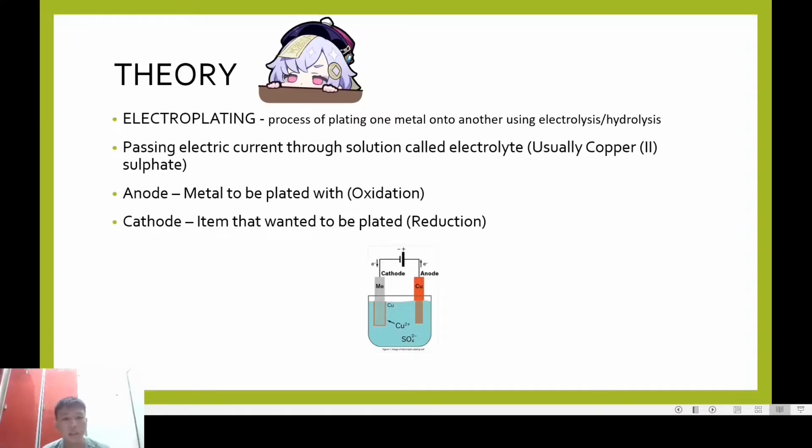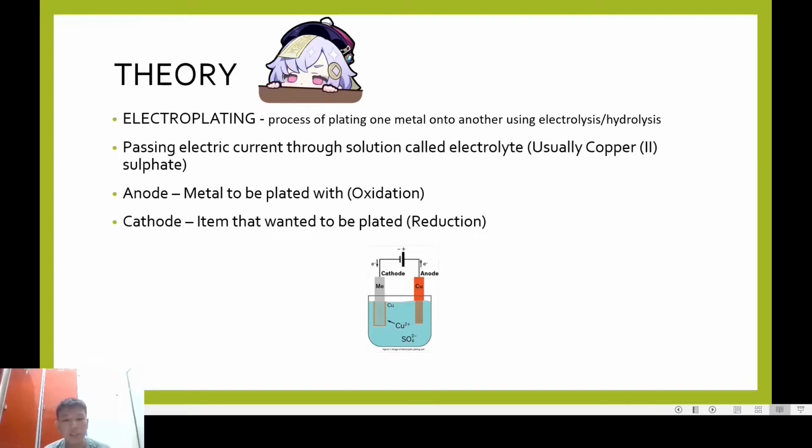As we all know, electroplating is a process of plating one metal onto another using either electrolysis or hydrolysis. This process is commonly used to prevent the corrosion of a metal or purely for cosmetic reasons. It involves passing an electric current through a solution called the electrolyte. This is done by dipping two terminals called electrodes into the electrolyte and connecting them into a circuit using either a power supply or a battery.